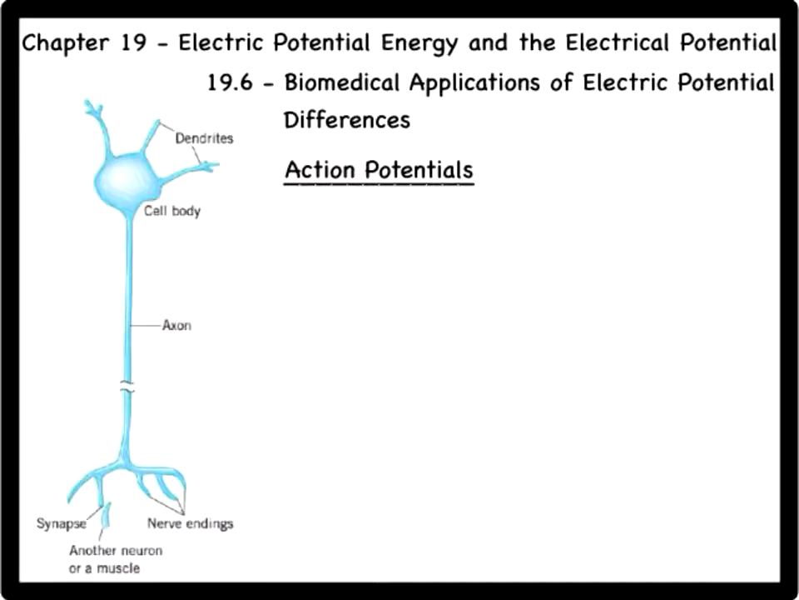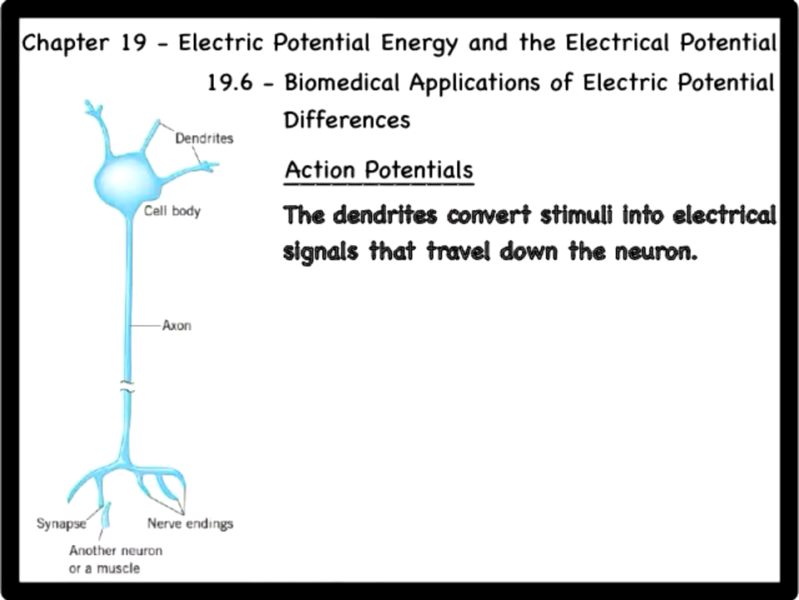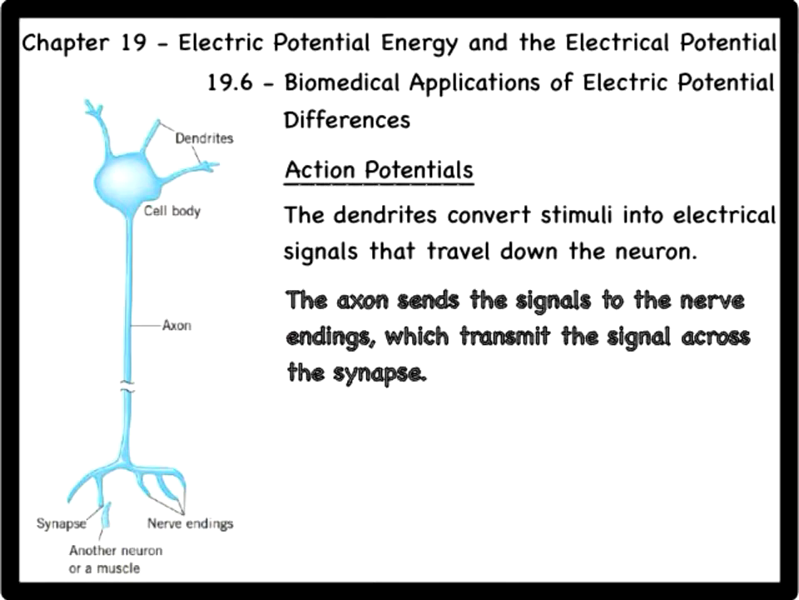A nerve consists of a bundle of axons, and each axon is one part of a nerve cell or neuron. A typical neuron consists of a cell body with numerous extensions called dendrites and a single axon. The dendrites convert stimuli, such as pressure or heat, into electrical signals that travel through the neuron. The axon sends the signal to the nerve endings, which transmit the signal across a gap, called a synapse, to the next neuron or to a muscle.